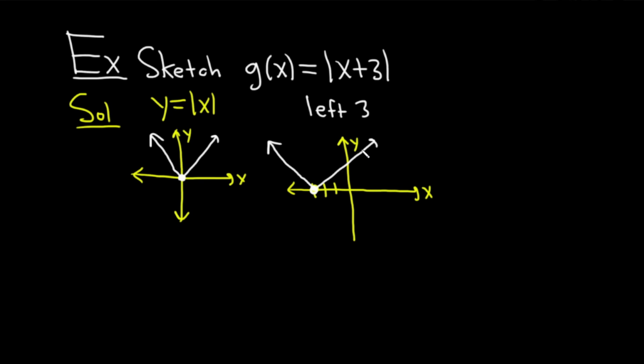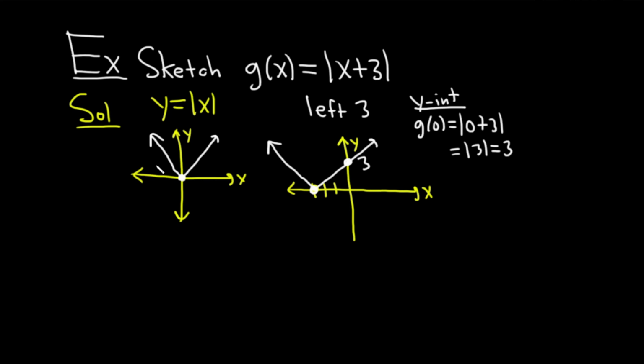Notice it crossed the y-axis. To find the y-intercept, you plug in 0 for x. So g of 0 is equal to the absolute value of 0 plus 3, which is the absolute value of 3, which is 3. So maybe just put a dot there and put a 3. So that's it for this one.